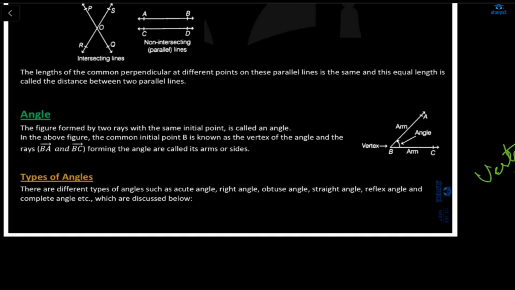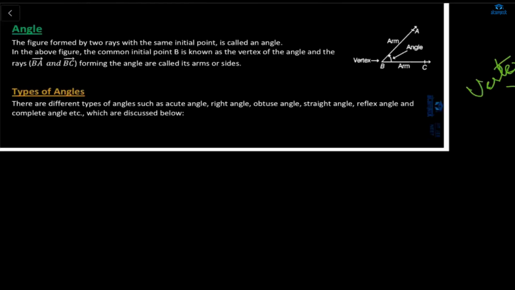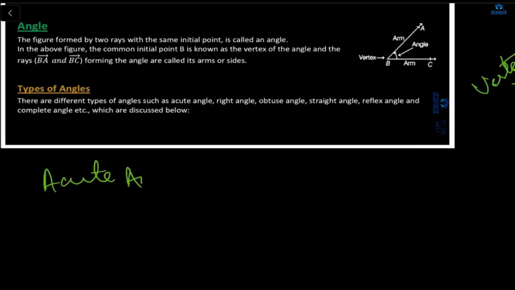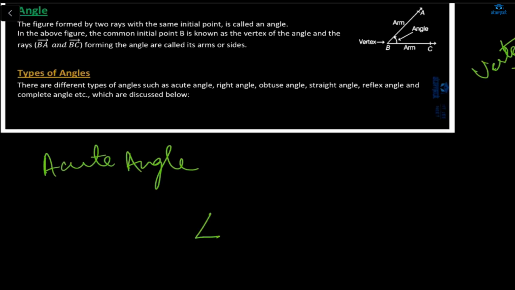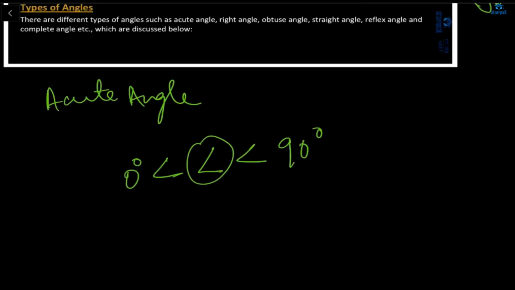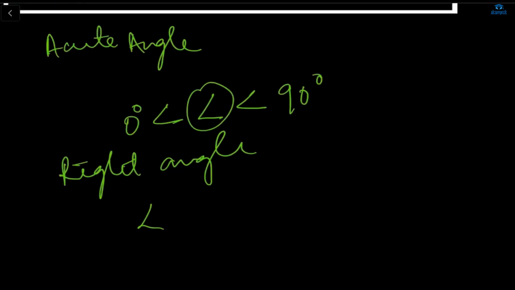So acute angles are what? An angle below 90 degrees. Yes, the angles which are greater than zero and less than 90 degrees. So you can write it as: acute angle, greater than 0 degrees and less than 90 degrees. Right angle: the angle will be equal to 90 degrees.